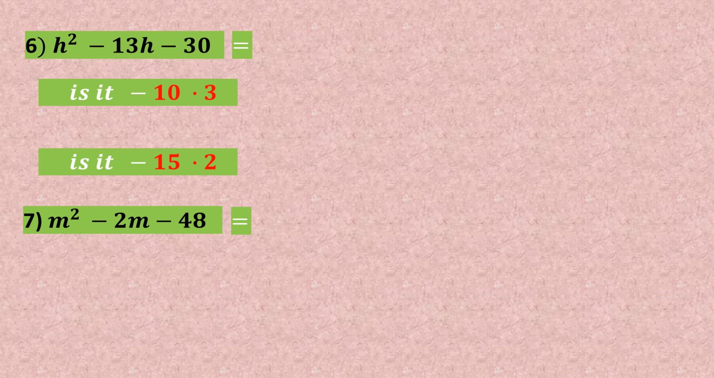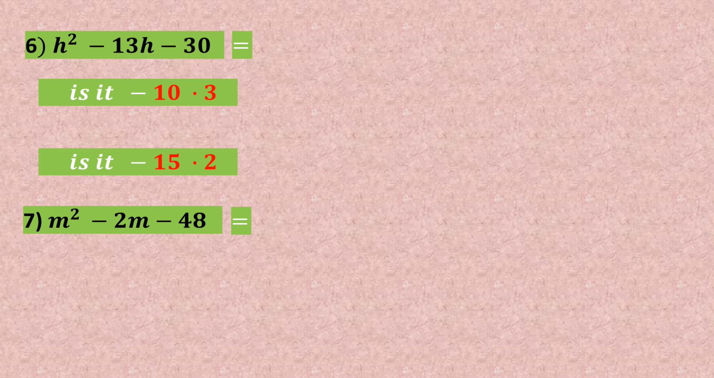It could be 6 times 5. It could be 30 times 1. But all you need to do is try to think of the best pair of factors that will possibly give you a negative 13 as a sum.